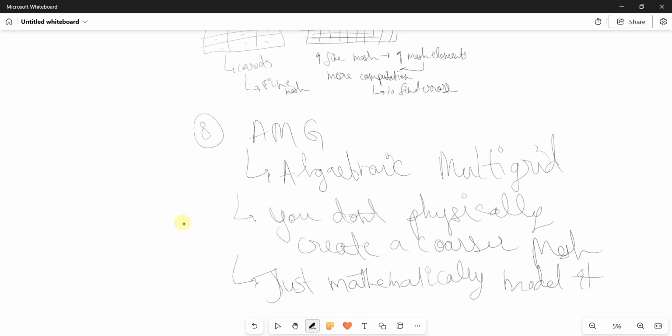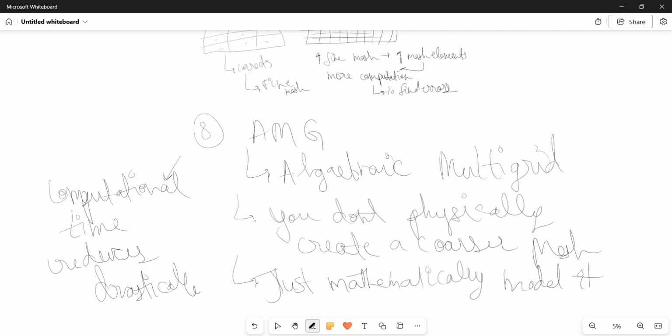Now what has happened with this, you don't have to physically create a mesh, right? So now your computational time has gone down. So your computational time reduces insanely, like drastically, right? So that is why AMG was like a revolution in CFD.